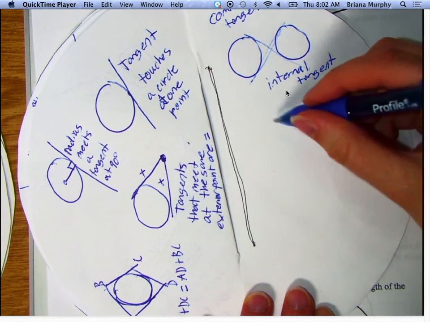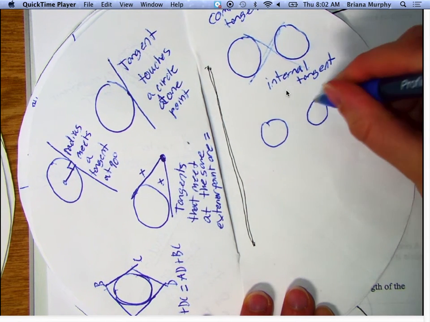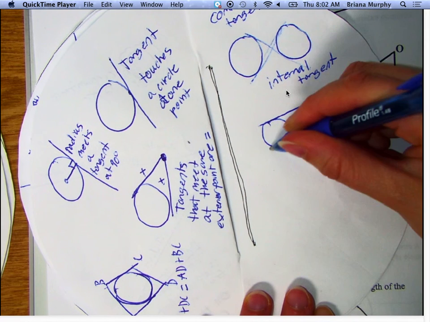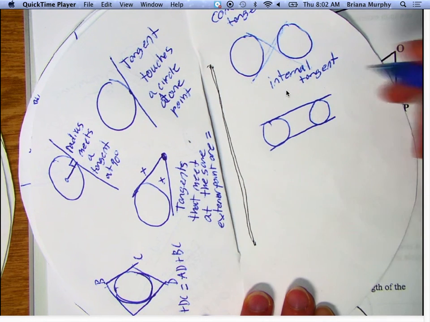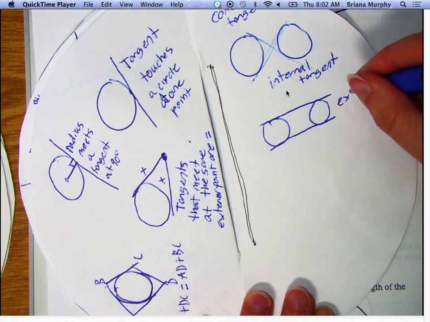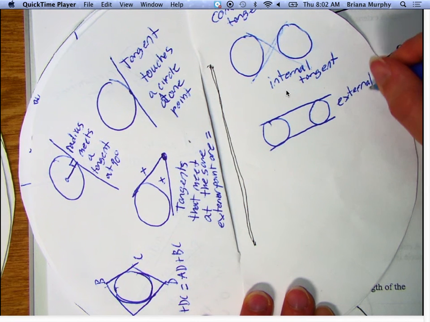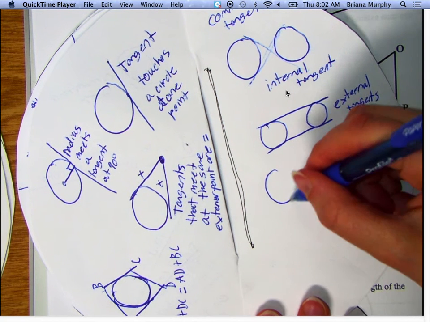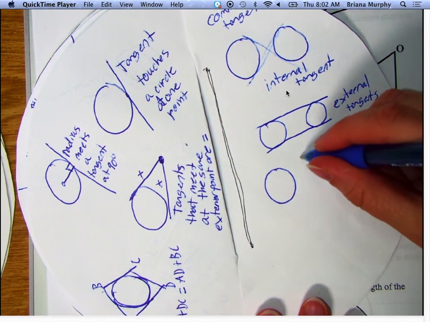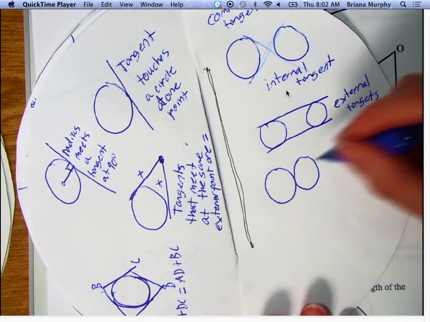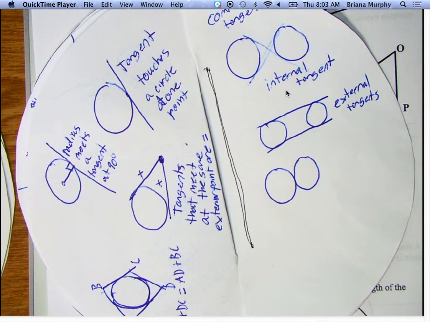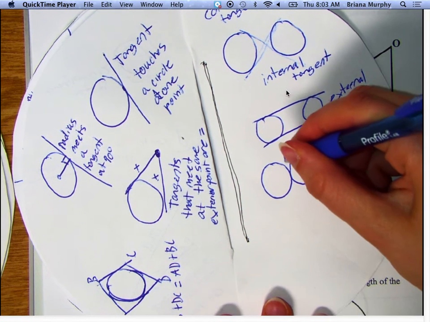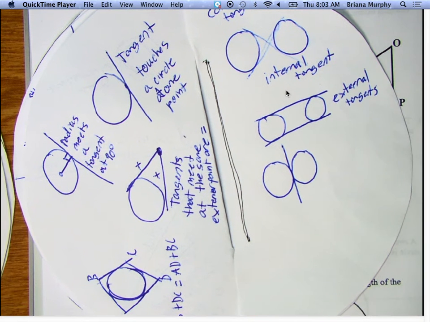Okay. So again, I've got two circles, and I'm drawing their tangents. What do you think these are? External. Okay. Can these two circles have an internal tangent, yes or no? No. Yes. Right there. That's an internal tangent. We said internal tangent. Okay.